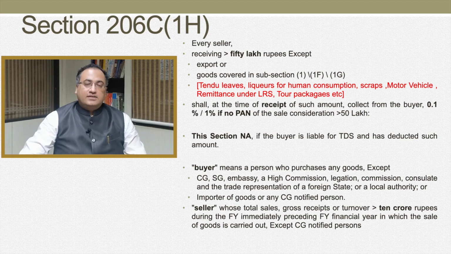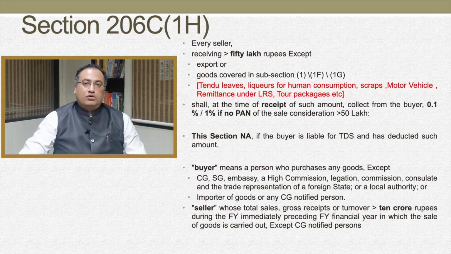Then who is the seller? This is also very important to keep in mind. Even though everybody is a seller, still an exception has been carved out for collection of TCS. A particular category of seller has been made liable. So who is a seller? A seller whose sales, gross receipts or turnover exceeds rupees 10 crore during the financial year immediately preceding the financial year in which such sum is to be collected.